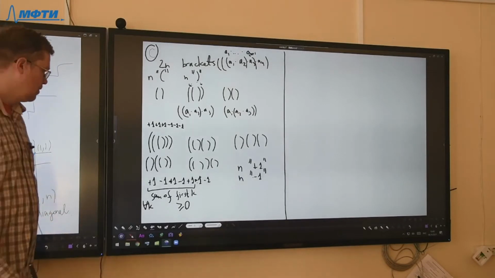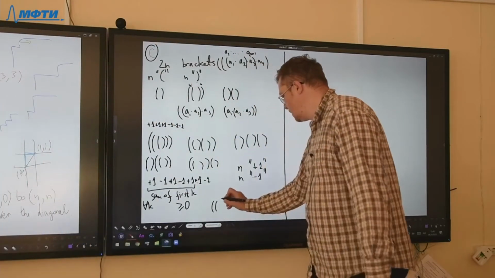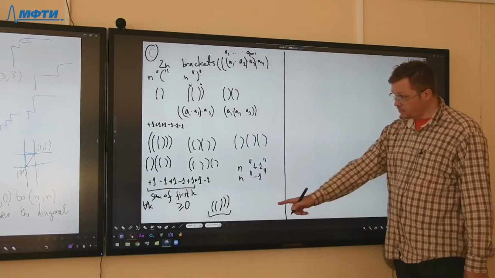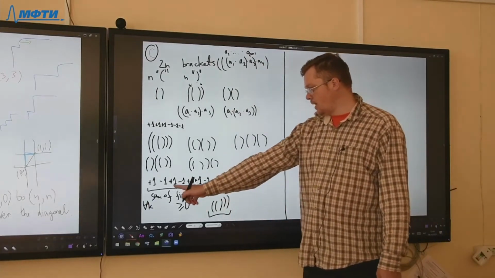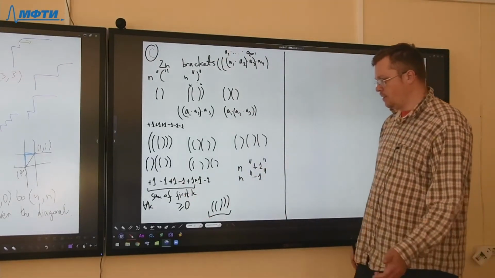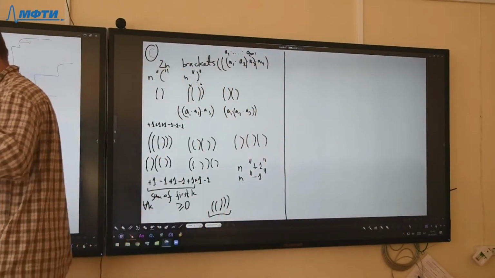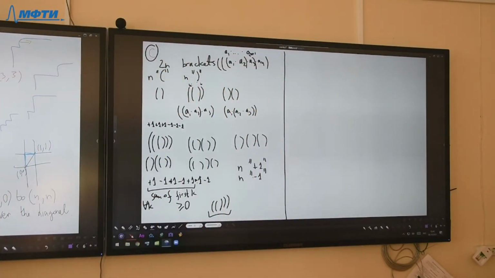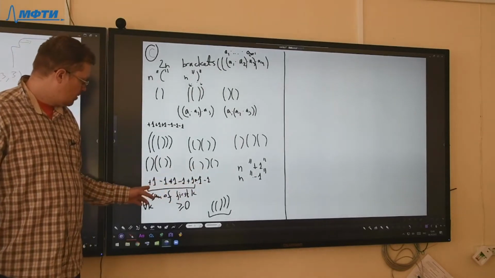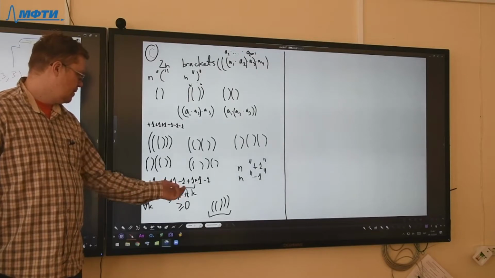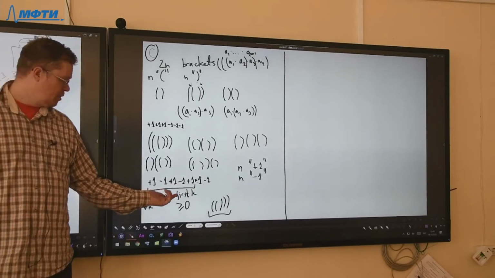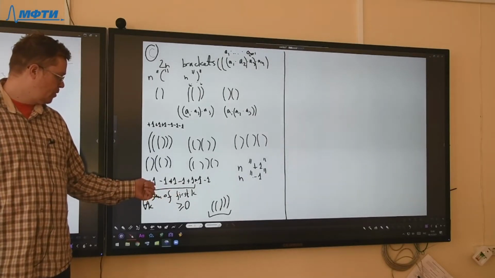So I cannot have such situations where I have more closing brackets than open. But if the sum of the first k elements is non-negative, then it means that for each open bracket there exists a corresponding closing bracket. Because, for example, the sum of all elements is 0. So there exists a minimal k such that this sum will be equal to 0, and this means that it will be the corresponding bracket to the first bracket.